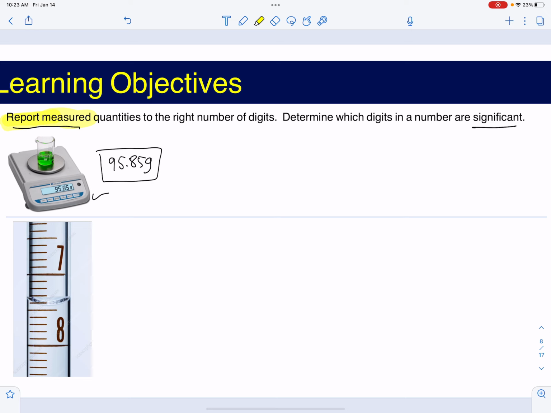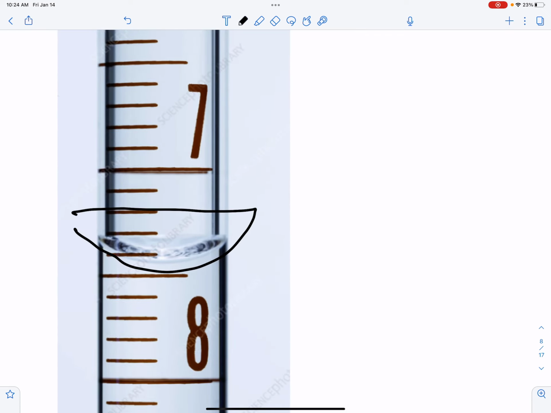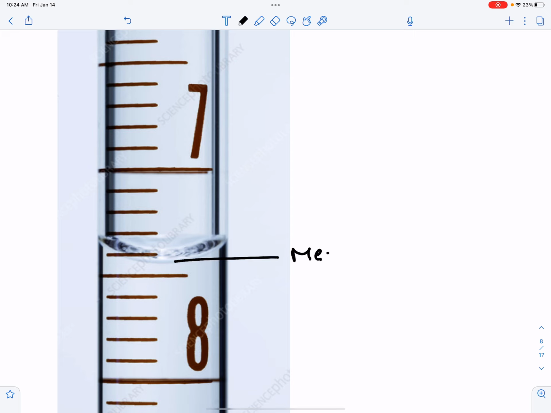Reporting the measurement. So since this is a liquid, notice that the liquid forms like a curve right in there. So let me show it to you better here. So if we have a liquid, most of the liquids are gonna have like a curve in there. We call this the meniscus. The meniscus is the curved portion of the top surface. And that's what we measure. We're measuring where that curve is located.